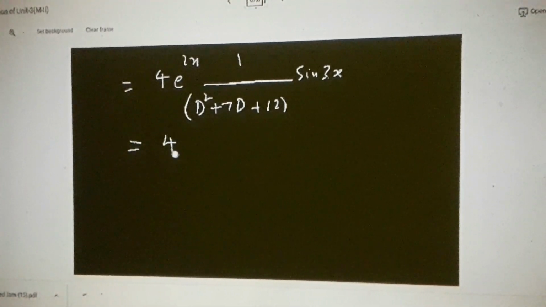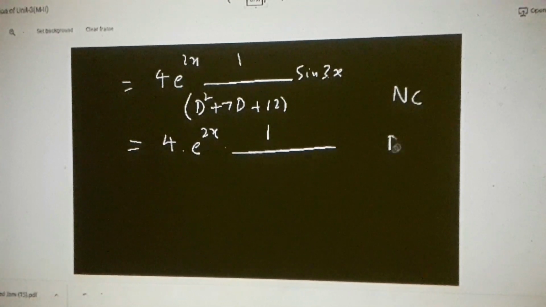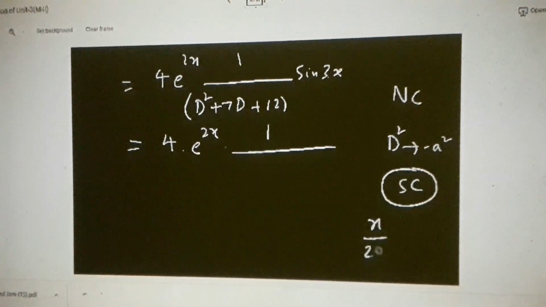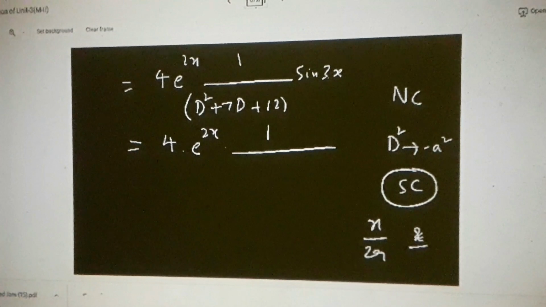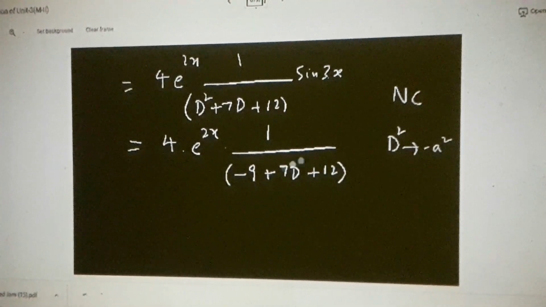So I'll write one step and then leave it to you. 1 by, what is the working method for sin ax? In the normal case you have to substitute d square as minus a square. In the special case you have to use the concept of x by 2a or minus x by 2a. So this is just falling under the normal case. Normal case means the denominator does not become 0. So you substitute minus 9 in the place of this, so minus 9 plus 7d. You are substituting only in the place of d square, not in the place of d. So sin 3x will be as it is.